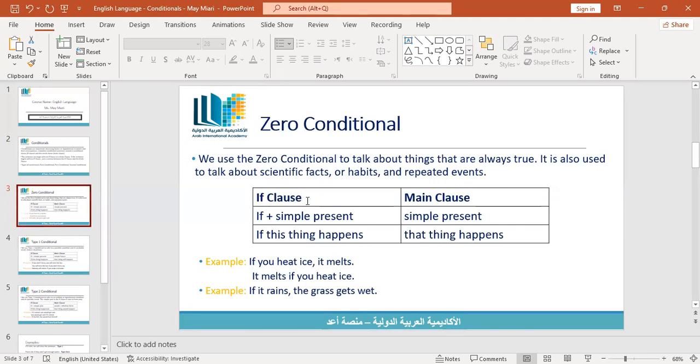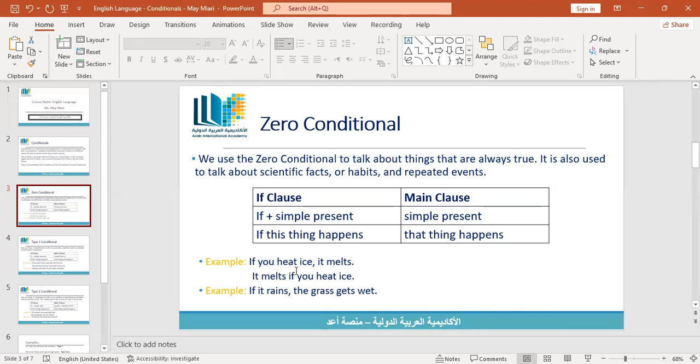So in the if clause, we have to use the simple present tense of the verb, and in the main clause, we also have to use the simple present tense of the verb. So if this thing happens, that thing happens. For example, if you heat ice, it melts.